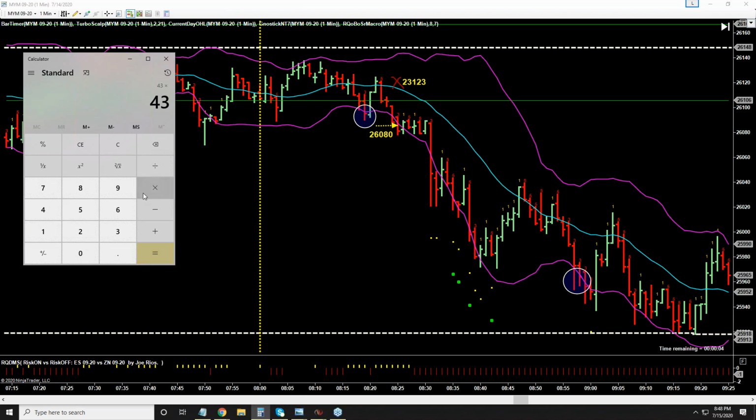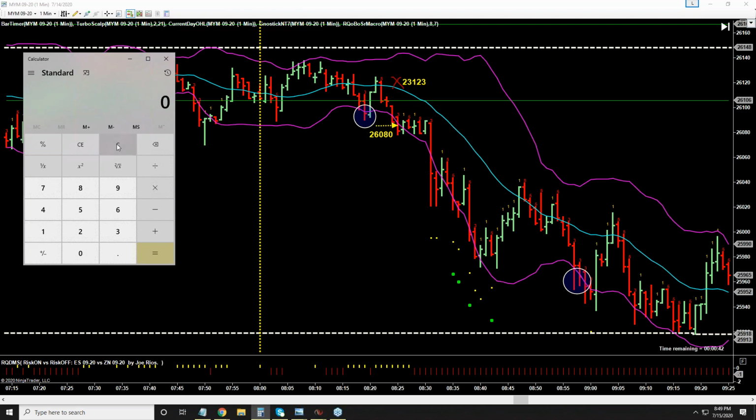Now, the mini Dow is $5 a tick, so I'm going to multiply that, 43 times 5. And the micro is a 10 for 1 for leverage, so just divide that by 10. So $21 is the risk per micro, $21 per.